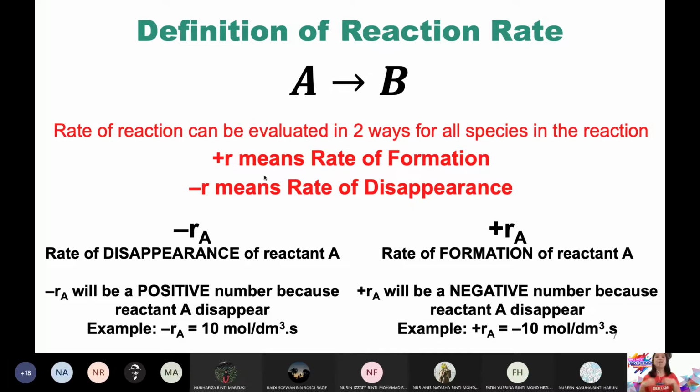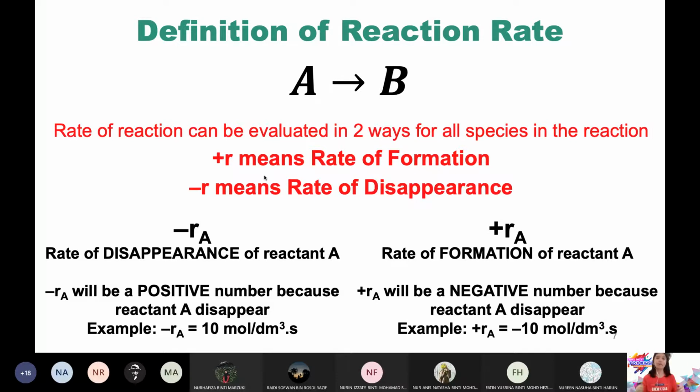On the other hand, formation, something is being formed, something is added to the system, is a positive thing. So rate of formation, kita letak simbol positive R. So lepas ni bila kamu tengok negative R, ia bermaksud rate of disappearance. You see a positive R, it means rate of formation.